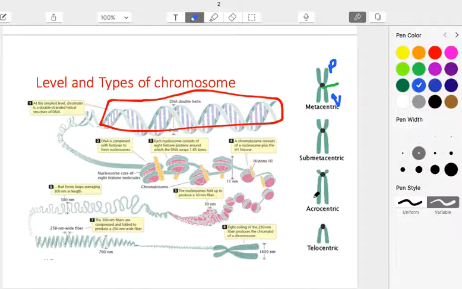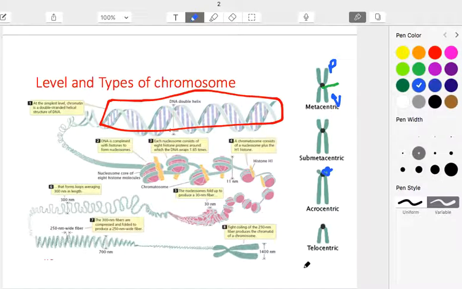And the acrocentric is not on the tip of the telomere. This is the telomere, but just leave a little space here. So this is the little bit of space that is left over, and that is the acrocentric, almost at the end but not at the end.